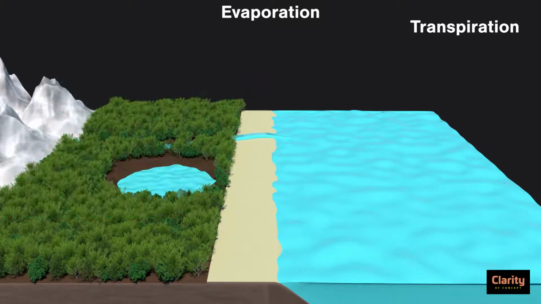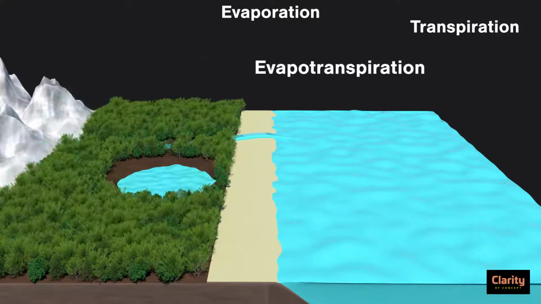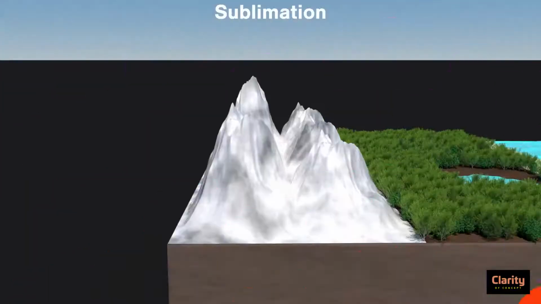Evaporation from water bodies on land and transpiration from vegetation are together called evapotranspiration. Evapotranspiration is the process through which water in liquid state reaches atmosphere in gaseous state. There is another process where water reaches atmosphere.